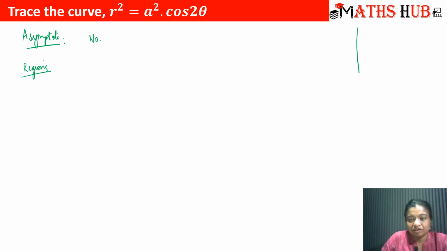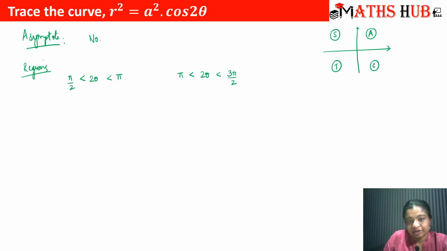If I check the simple trigonometric relations, we know that in the first quadrant all are positive, only sine is positive in the second quadrant, tangent is positive in the third quadrant, and in the fourth quadrant cos is positive. That means cos will be negative in the second and the third quadrant. So whenever 2 theta lies between pi by 2 and pi, and between pi and 3 pi by 2, that is whenever theta lies between pi by 4 and pi by 2, and similarly between pi by 2 and 3 pi by 4, then cos will be negative.